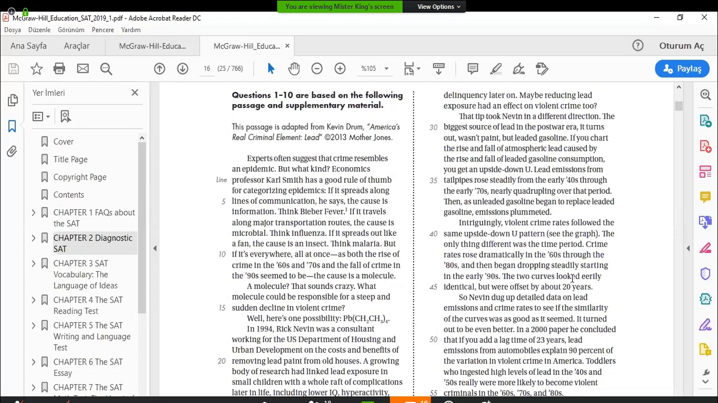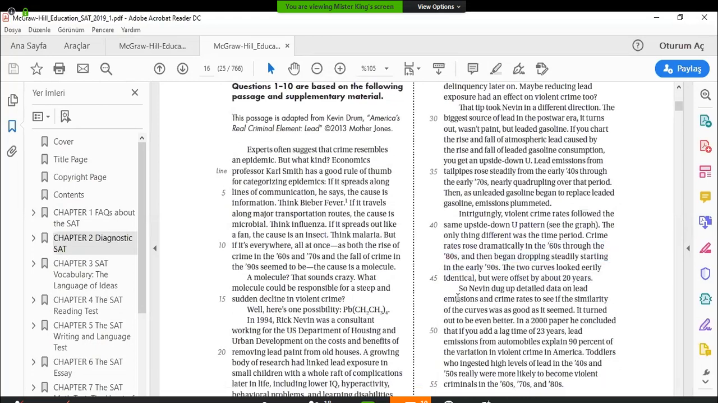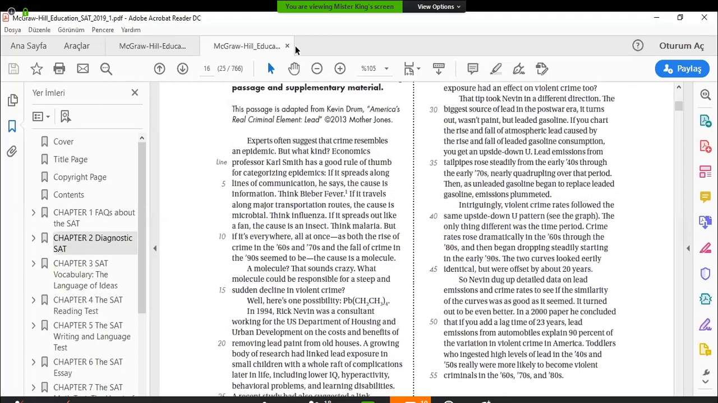Yeah, sure, no problem. Okay, so in this paragraph, in short, the main idea is given. So is it describing the graph? Definitely. And this part gives us the main idea here: dropping steadily starting in the early 19th. Another important piece of information is here: offset by about 20 years. Offset, almost the same.